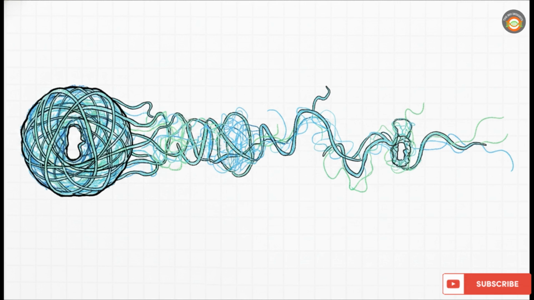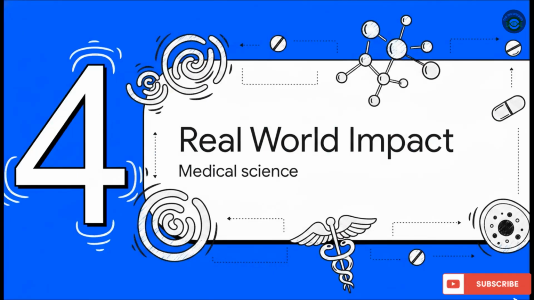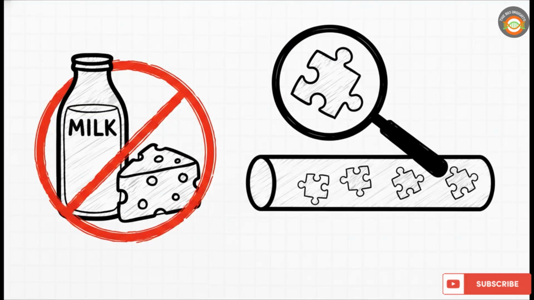When that happens, the active site changes shape permanently. It is ruined. The substrate lock and key system is utterly destroyed, and the enzyme's catalytic function is finished forever. Section 4. Real-world impacts. So how do these biological catalysts actually impact our daily lives?